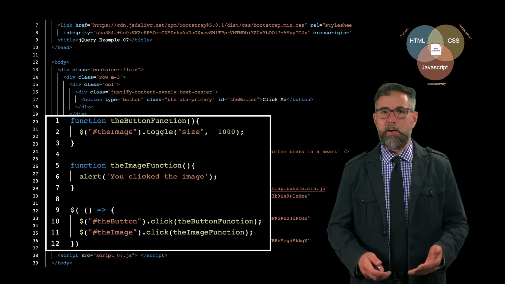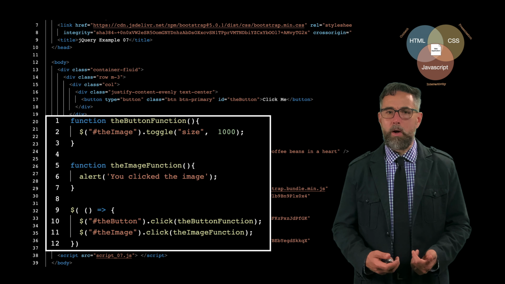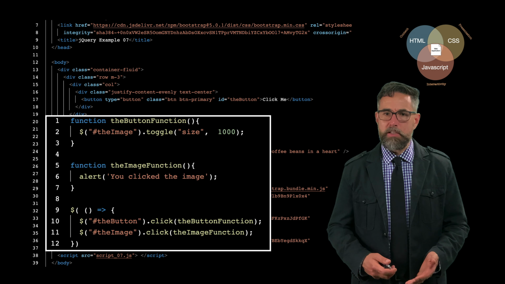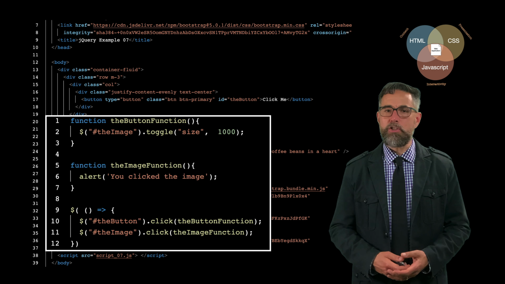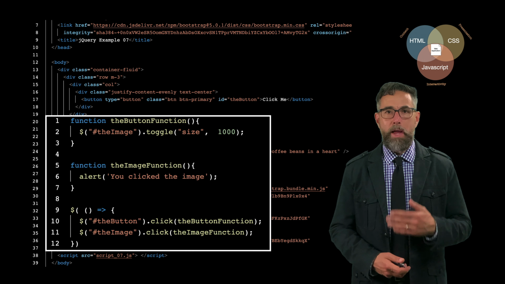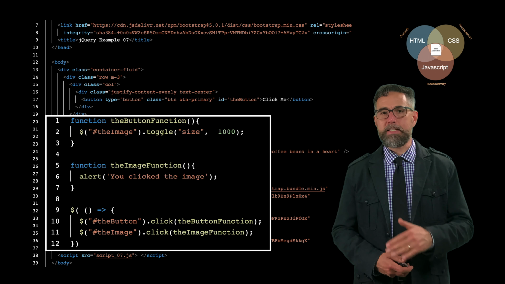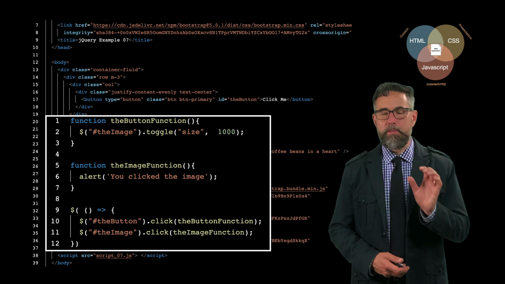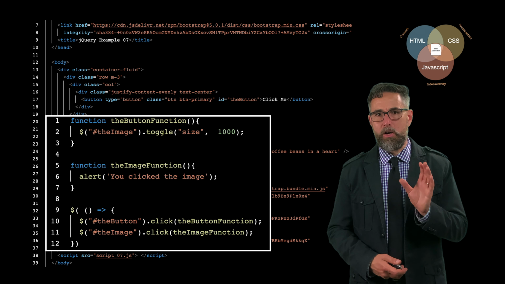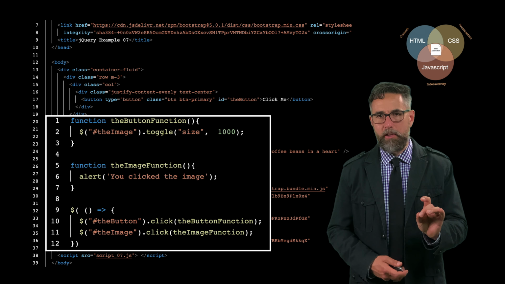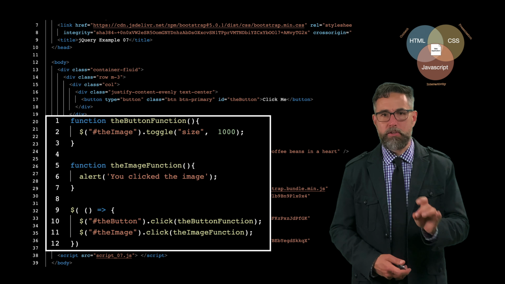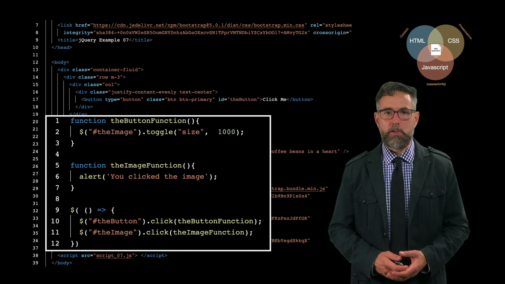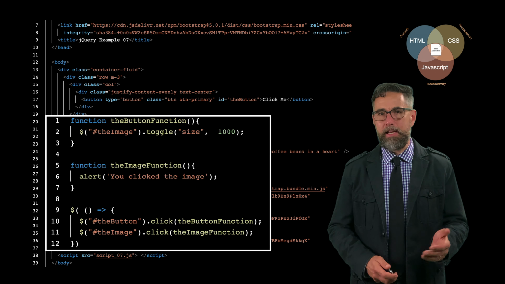Line 9, when our document is loaded, we're going to attach one function to the button and a second function to the image, lines 10 and 11. The function that gets run when the button gets clicked is going to change the size of the image. And notice we're using the toggle action here. So the size animation makes it go down to a little dot. And then if you toggle it, instead of hiding it, it will show it. So it'll go back and forth. And then the image function, when we click on the image, will give us a browser alert. So our button is targeting the image.